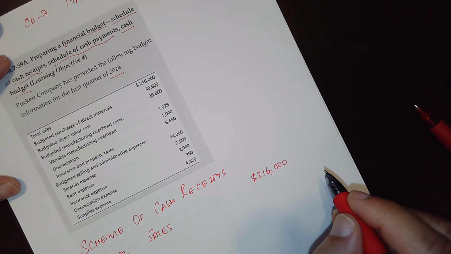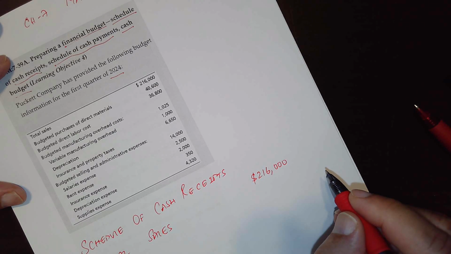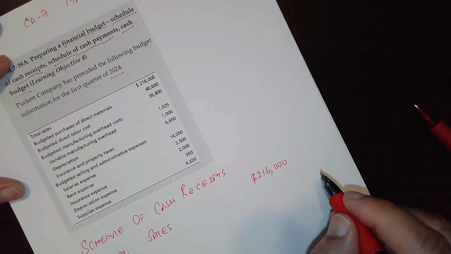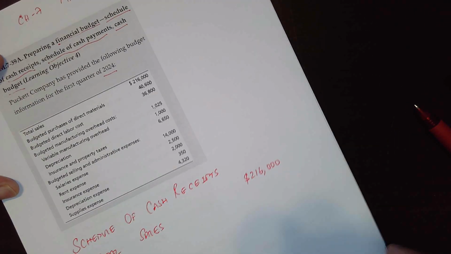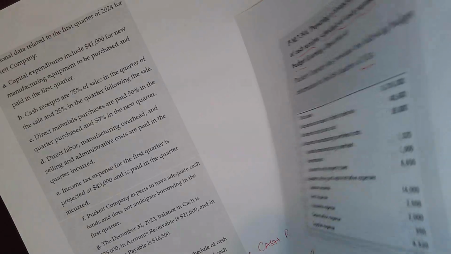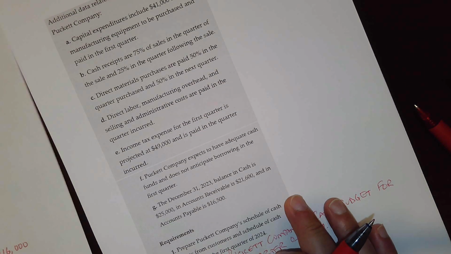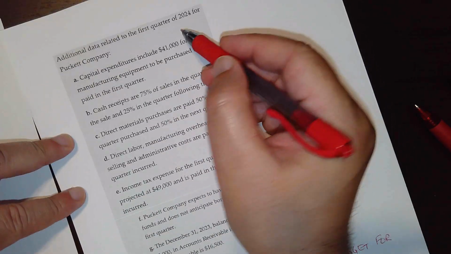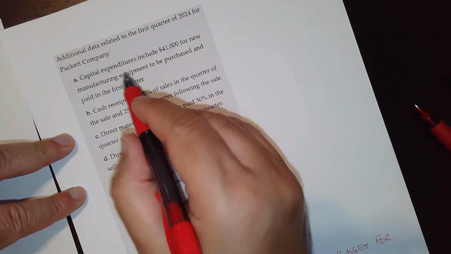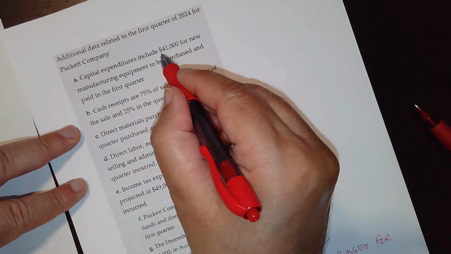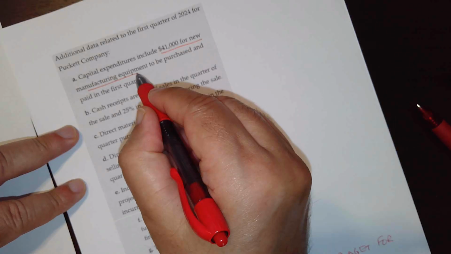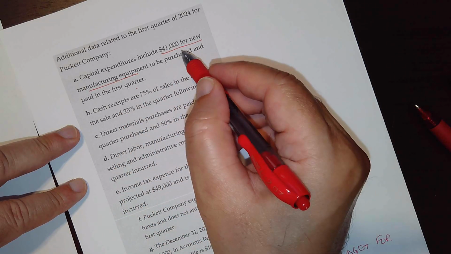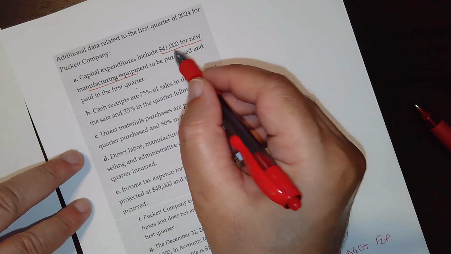All right. And then we have some more information on the next page. Sorry. It says additional data related to the first quarter of 2024 for the Puckett Company. Capital expenditures include $41,000 for new manufacturing equipment to be purchased and paid in the first quarter. So you have an expense coming in the first quarter of $41,000.